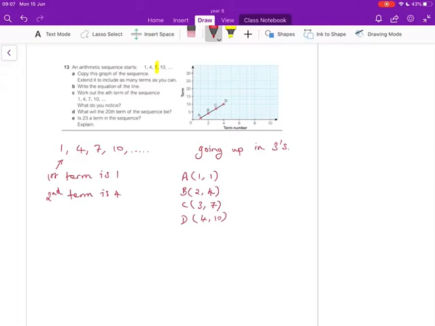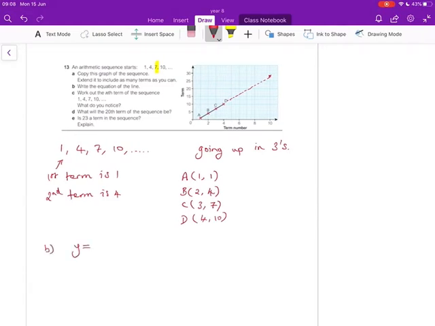So you could work out the fifth term, the sixth term, the seventh term, all the way up to the 10th term of the sequence, and the 10th term will be 28, I think. So if you plot that one on the grid, that'll be somewhere around there. And if you carried on plotting them, they should form a straight line.